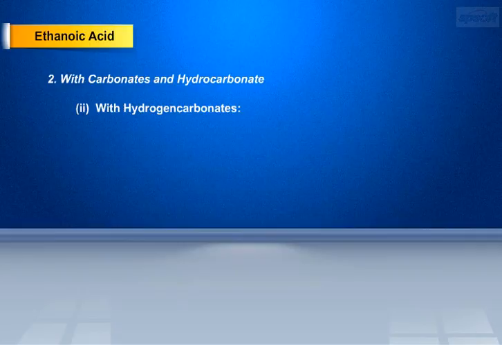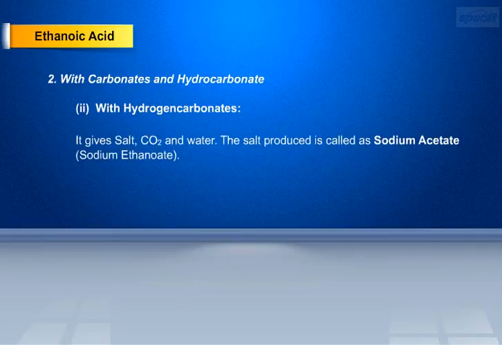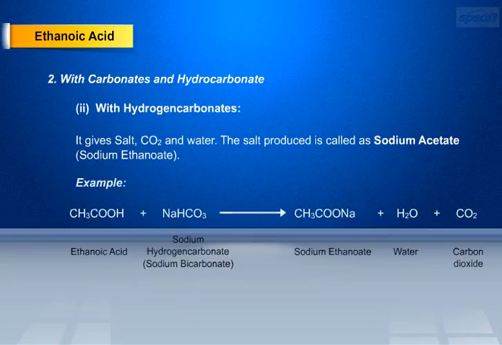Ethanoic acid with hydrogen carbonates. It gives salt, CO2, and water. The salt produced is called sodium acetate, or sodium ethanoate. For example, the chemical equation for the reaction is CH3COOH, that is, ethanoic acid, plus NaHCO3, that is, sodium bicarbonate, gives CH3COONa, that is, sodium ethanoate, plus H2O, that is, water, plus CO2, that is, carbon dioxide. This reaction is used as a test for ethanoic acid.